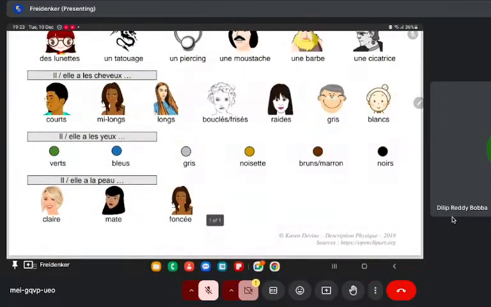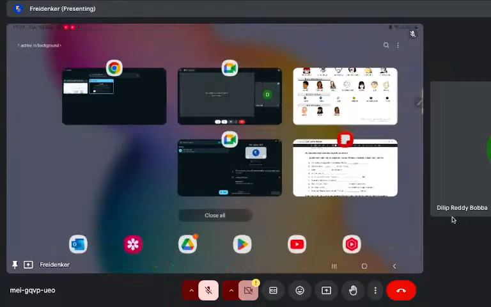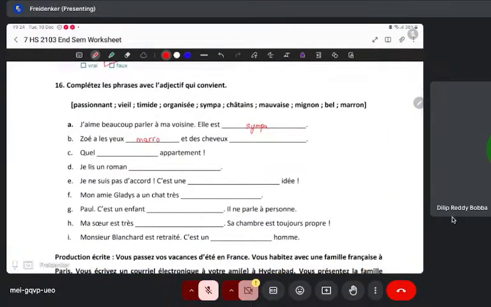But usually you have maroon color eyes because eyes are green, blue, gray. Noisette is from somewhere. Let me see, what is noisette? Hazelnut. Okay. If noisette is hazelnut, what is châtain? Châtain, chestnut. Okay. Hazelnut, chestnut. So usually maroon eyes and then châtain, chestnut hair.